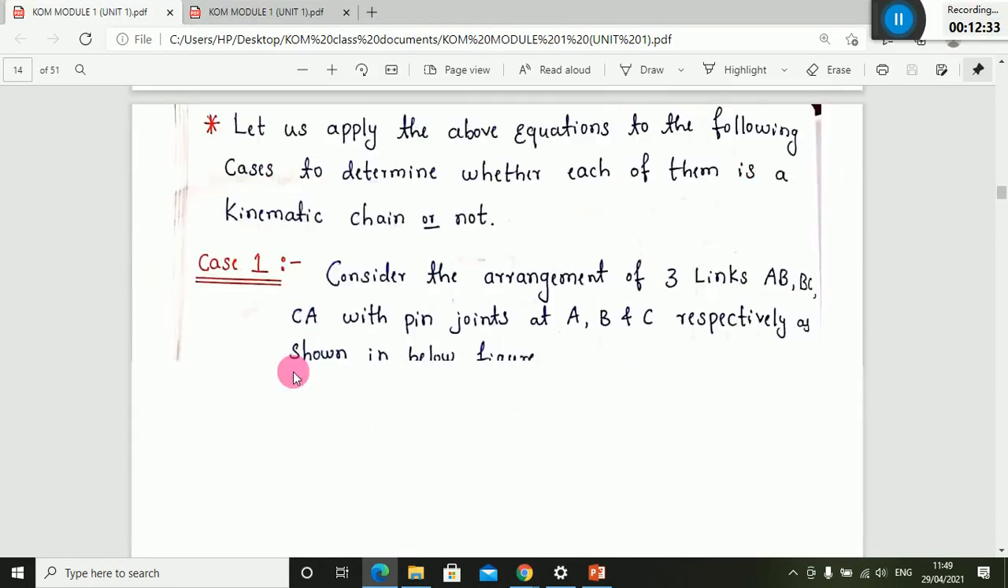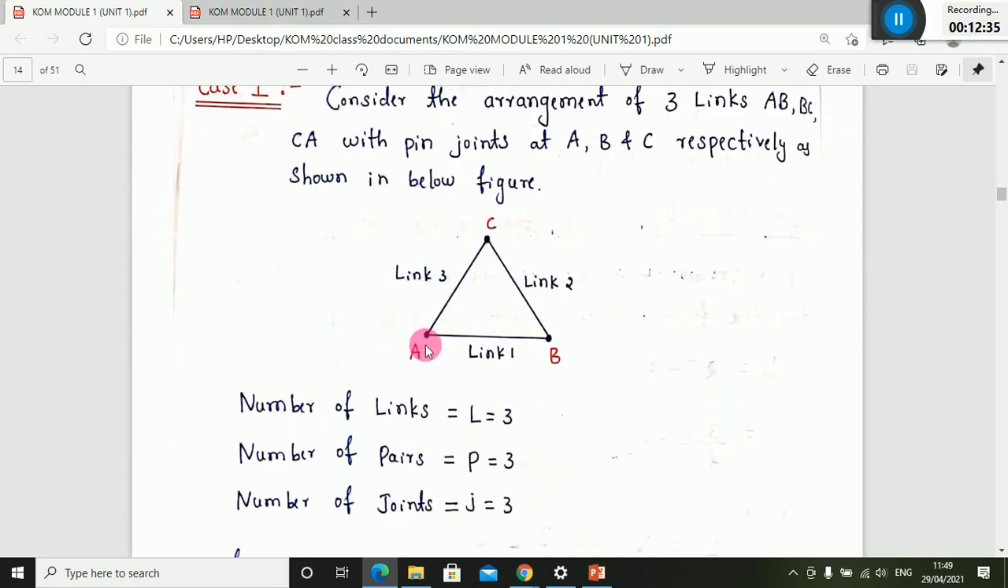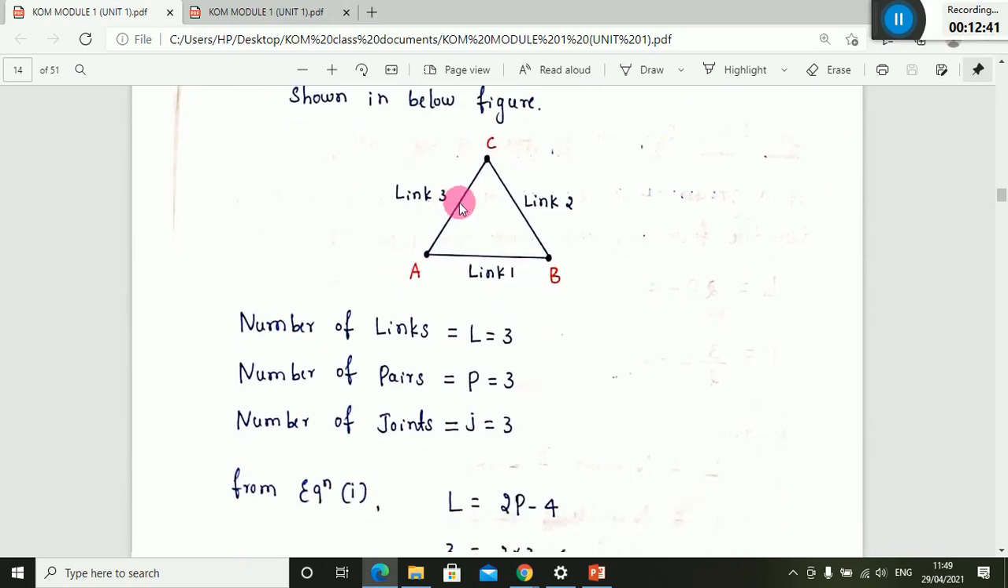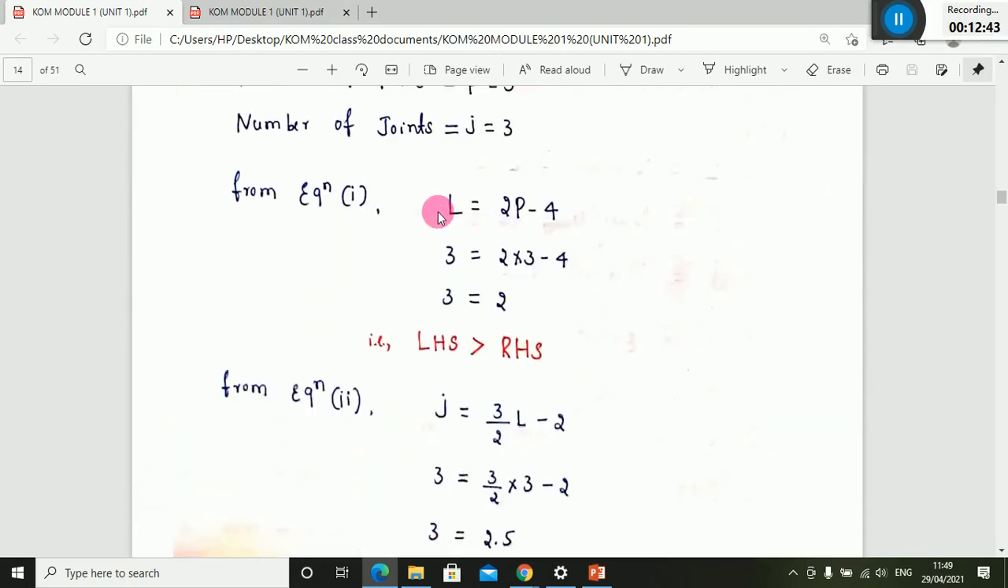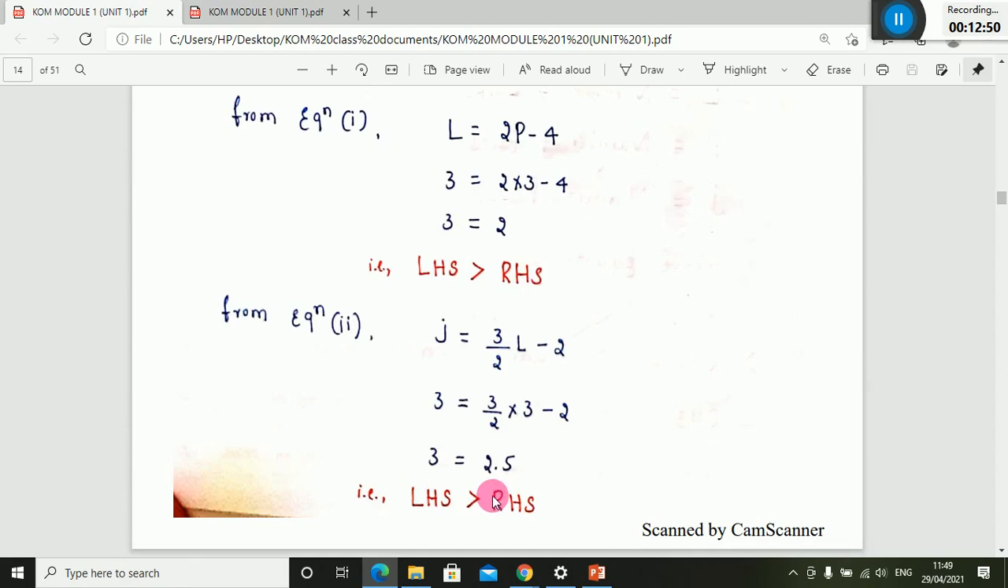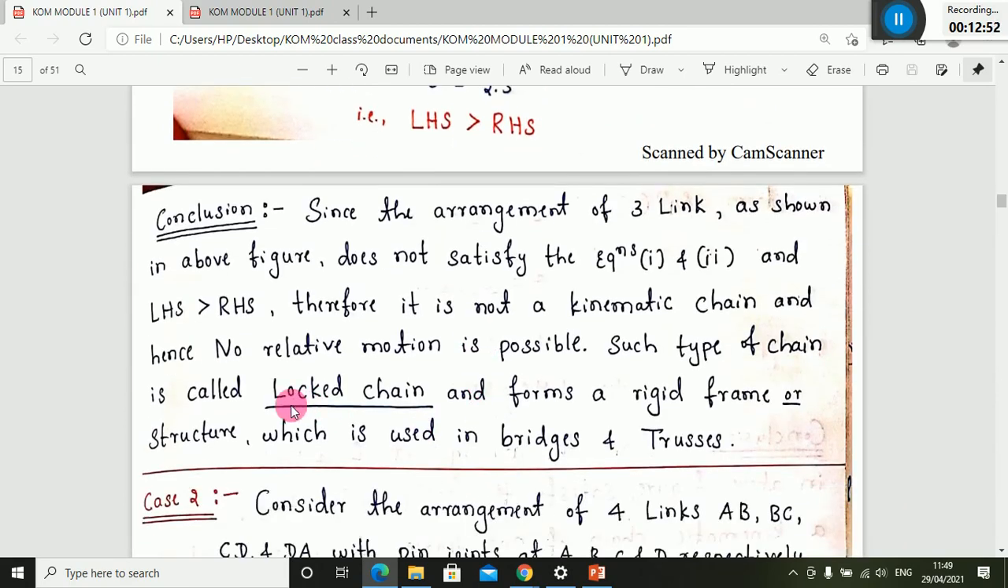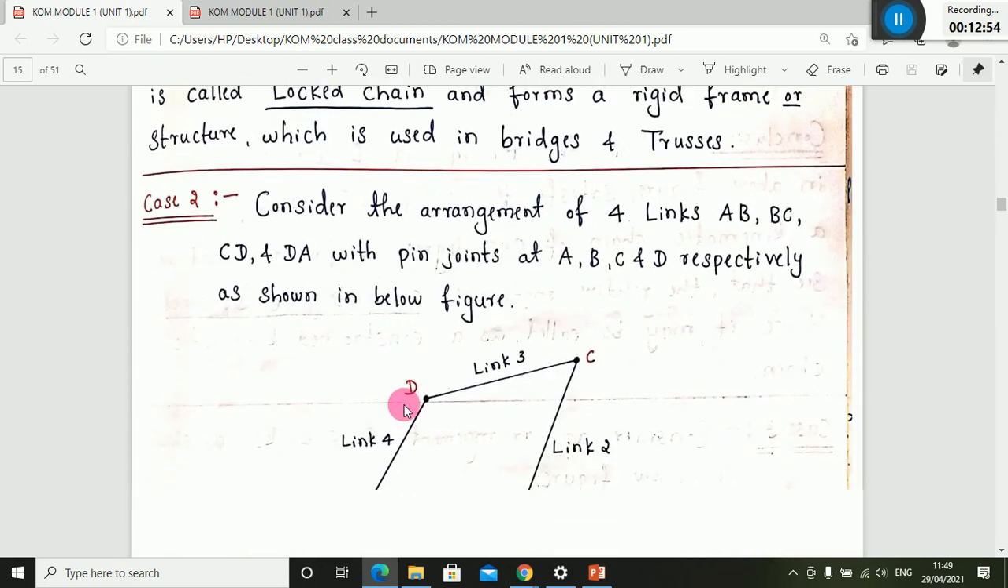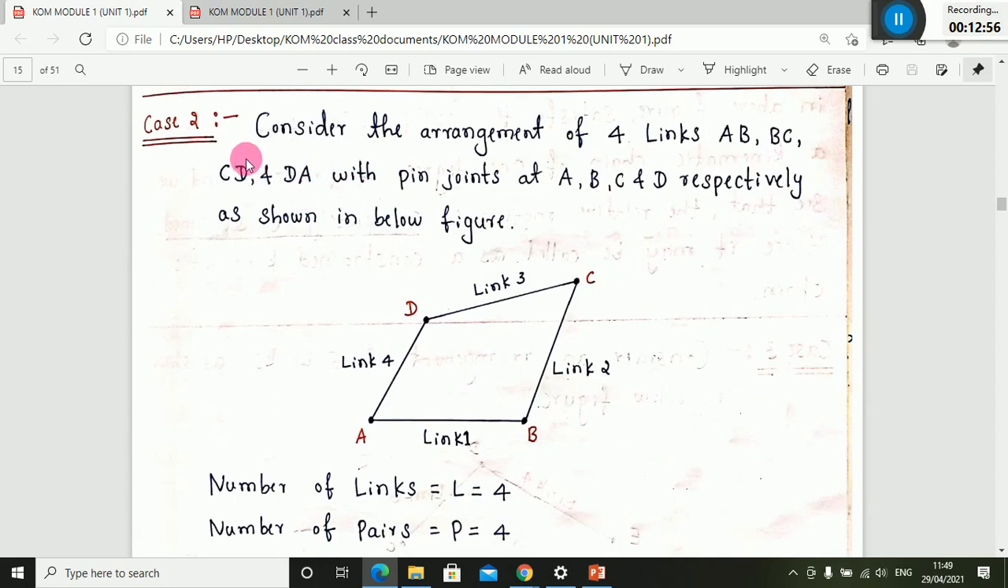Okay, I have discussed this case 1. I considered a triangular type of figure in which there are 3 links, 3 pairs and 3 joints. I tried both the conditions, L = 2p - 4 and J = (3/2)L - 2. Since LHS is greater than RHS, I can call this a locked chain. Okay, just take the second one, case 2.